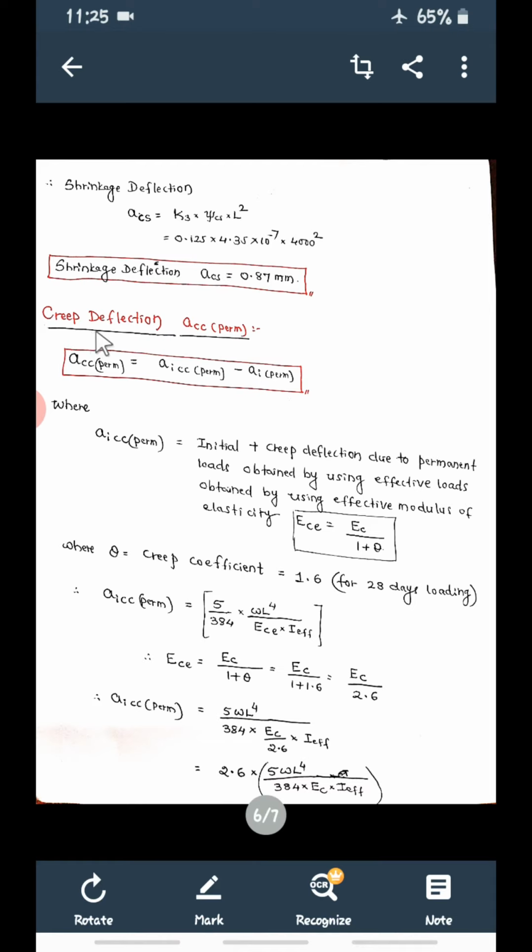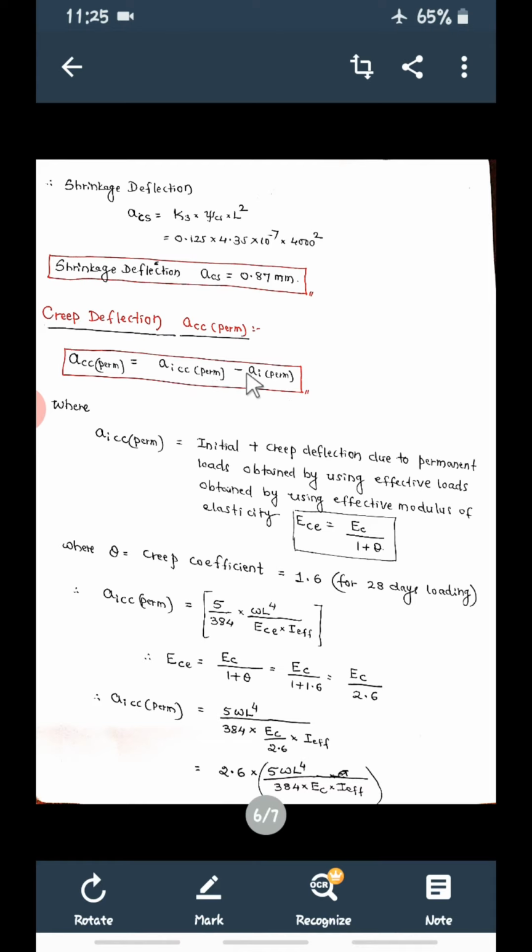Deflection due to creep is denoted as ACC. ACS means shrinkage deflection, ACC means creep deflection. So how will this creep deflection be calculated? Creep deflection ACC permanent is equal to AICC.